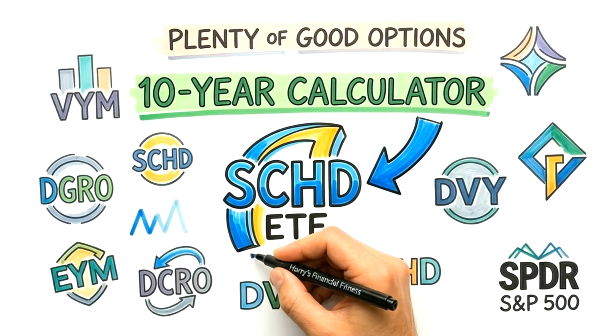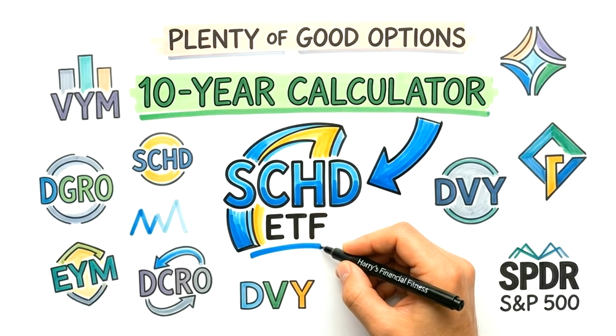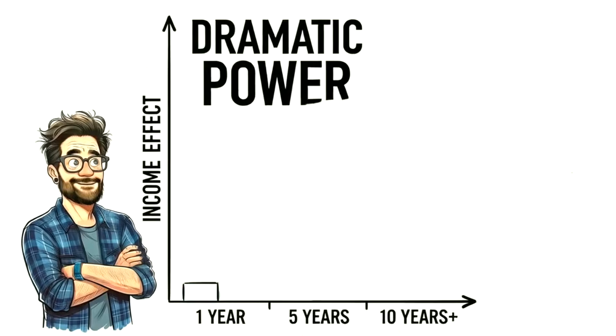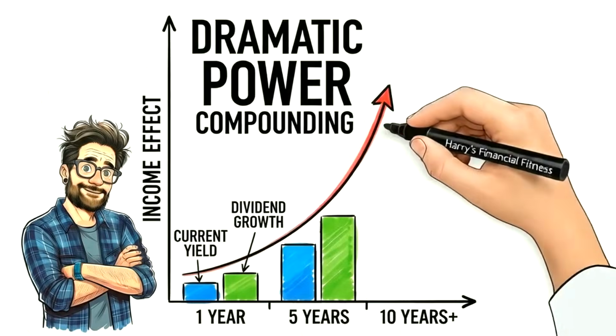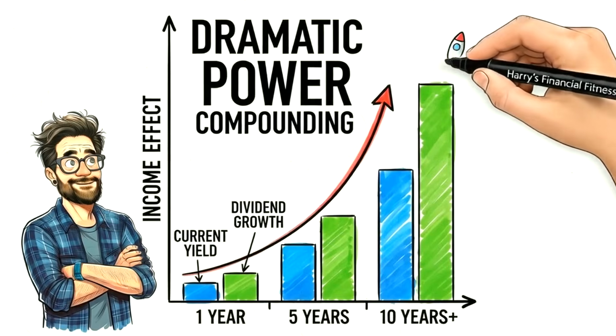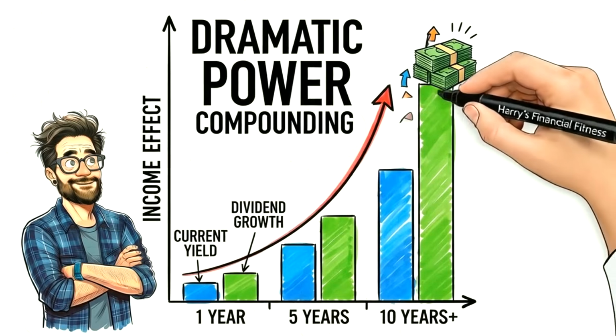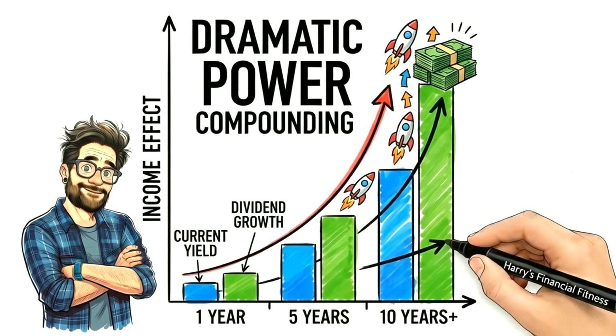Now let me show you why SCHD specifically is the ETF we're running this calculator with. Not because it's the only good option, there are plenty, but because the combination of current yield and dividend growth rate creates a mathematical effect that gets dramatically more powerful the longer you hold it.